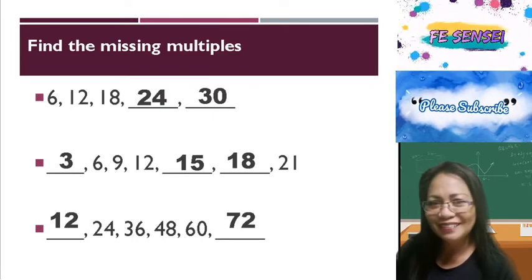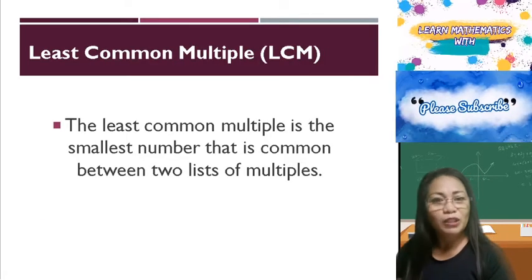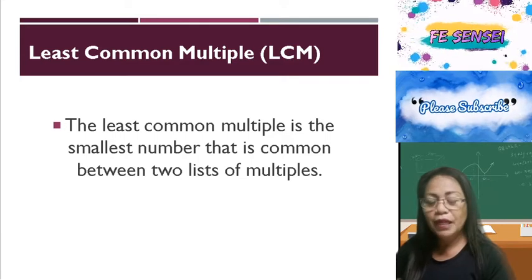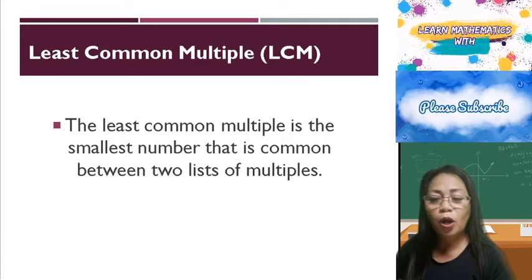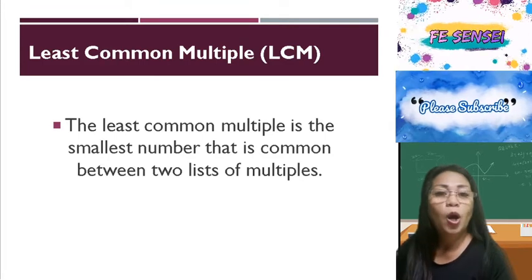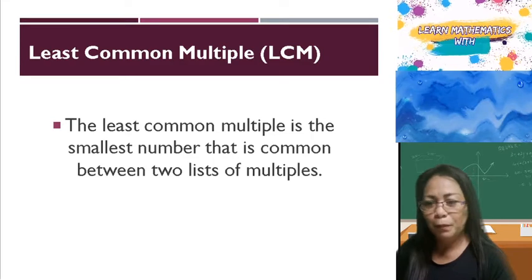Did you understand? Least common multiple or LCM. The least common multiple is the smallest number that is common between two lists of multiples, or two or more lists of multiples.